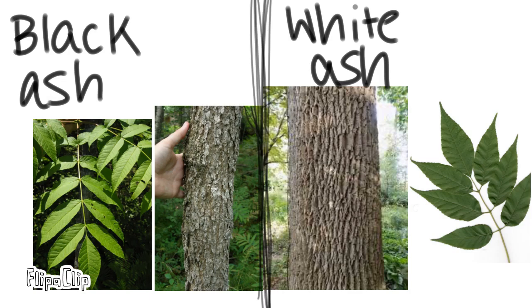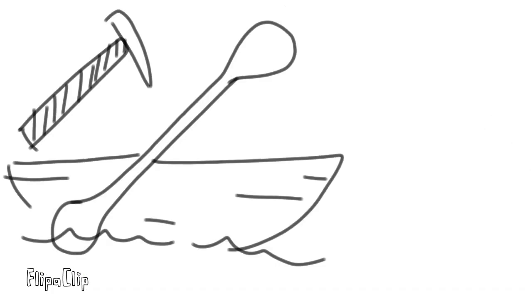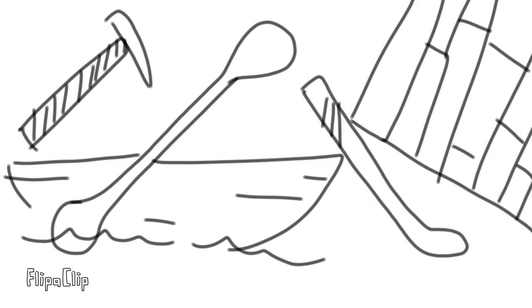First, we have ash trees. The main difference between a black ash and a white ash is the color of their bark. Ash trees in general will have compound leaves with either smooth margins or finely toothed margins. If you look closely, both leaves are arranged opposite to each other, but black ash leaves are connected closer to the petiole. Ash trees are used to make handles for axes and spades, oars, flooring, hockey sticks, and rackets.